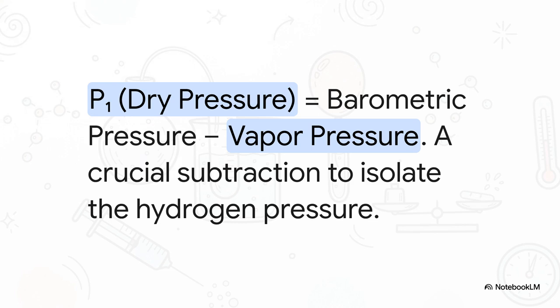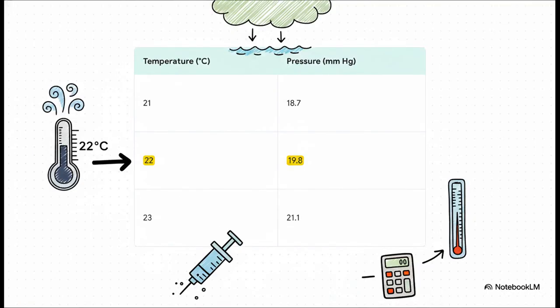To find the pressure of our dry gas, we just take the total pressure we measured in the room, the barometric pressure, and we subtract the pressure that's being caused by that pesky water vapor. But that leads to a new question. How do we know the water vapor pressure? Well, this is the cool part. Water vapor pressure depends only on temperature, and scientists have already figured all these values out.